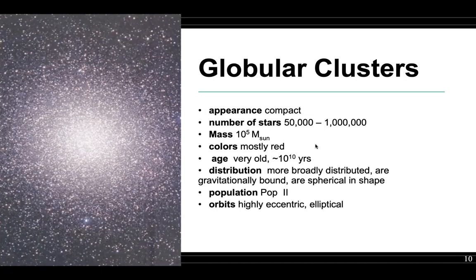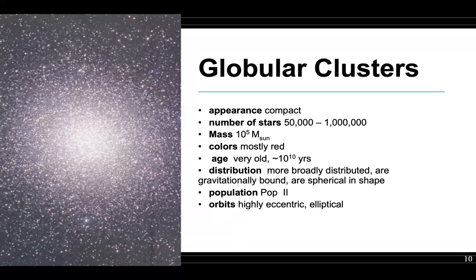Color is mostly red, indicating that these are old stars or low mass stars, and we will see why it is so. And the age of these stars, they are very old stars, about 10 giga years or so, 10 to the power of 10 years. They are broadly distributed and gravitationally bound, and these globular clusters are spherical in shape. These are population 2 stars, and the orbits of the stars in these globular clusters are highly eccentric or elliptical.